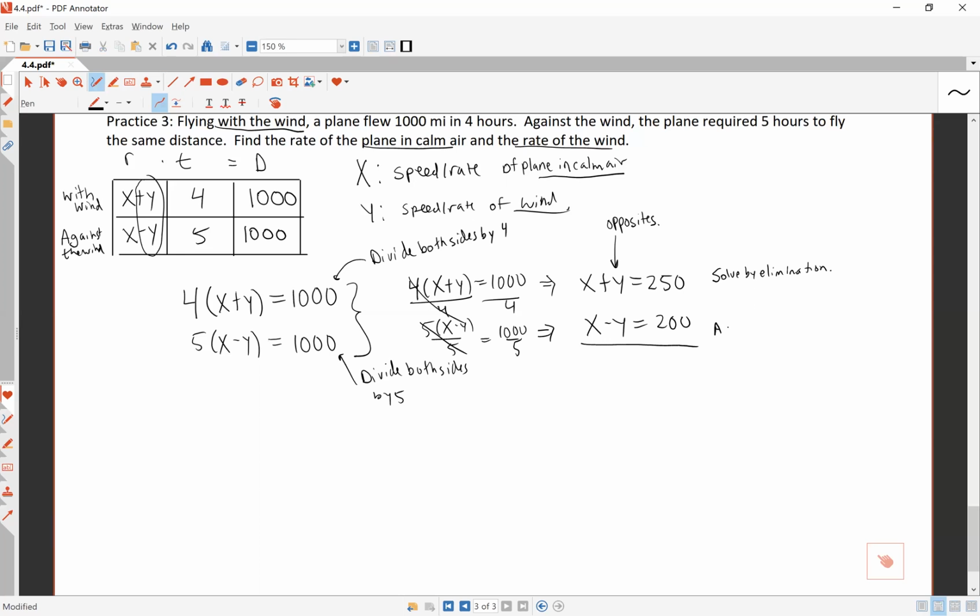So we add those two equations together. X plus x is 2x. Y minus y is 0. 250 plus 200 is 450. To solve for x, we divide both sides by 2 and get x is equal to 225. So the plane in calm air is 225 miles per hour.